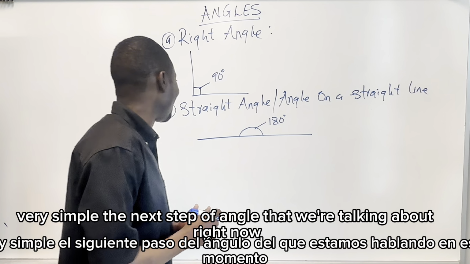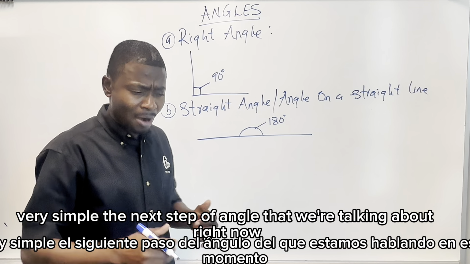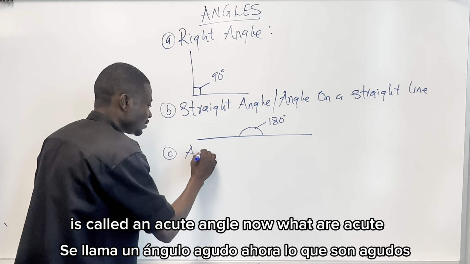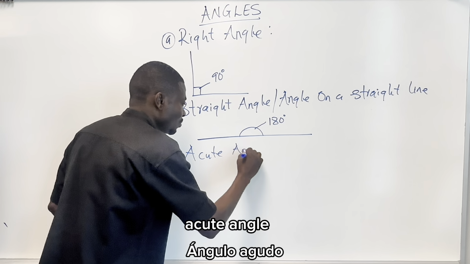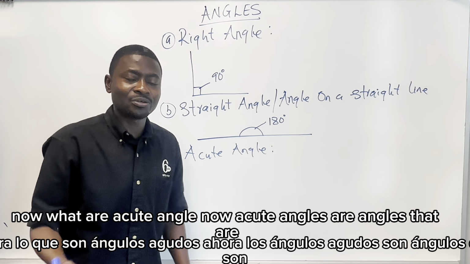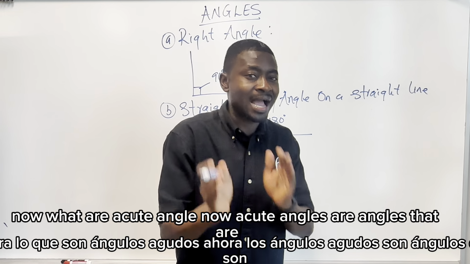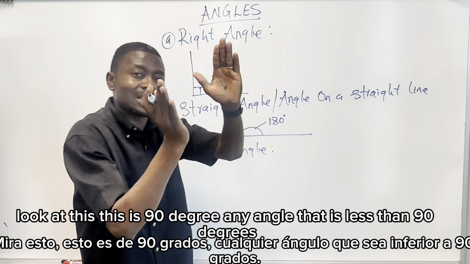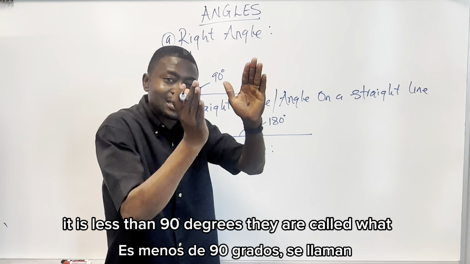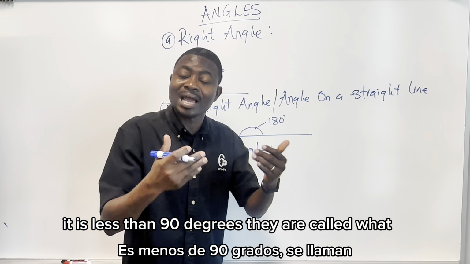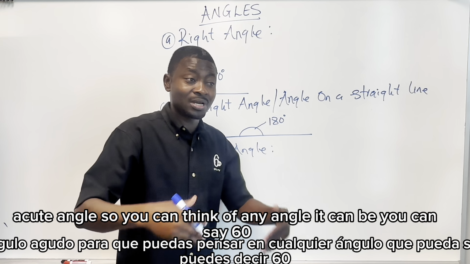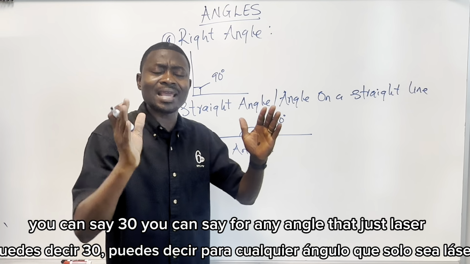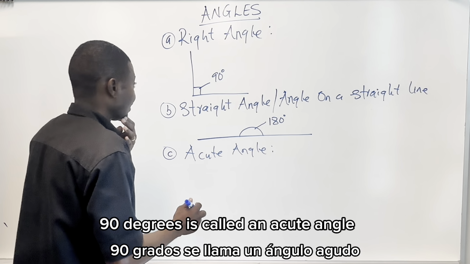That is it, right? Not difficult, very simple. The next type of angle that we'll be talking about right now is called an acute angle. Now, what are acute angles? Acute angles are angles that are less than 90 degrees. Look at this, this is 90 degrees. You can say 60, you can say 30, any angle that is less than 90 degrees is called an acute angle.